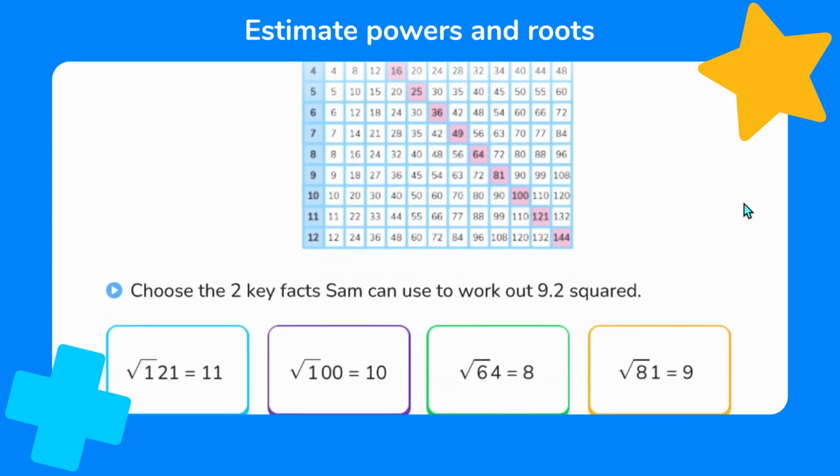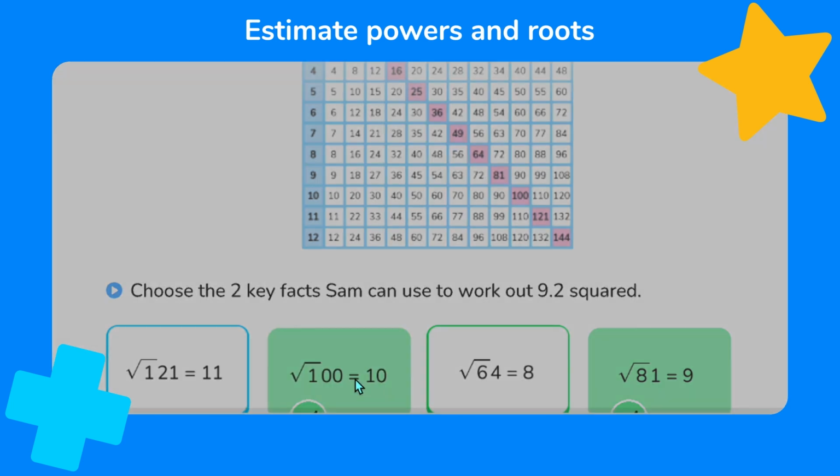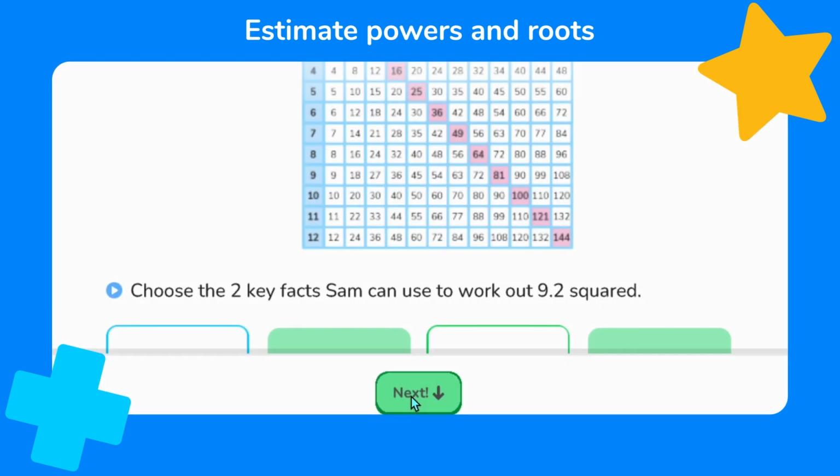And we know that 9.2 sits between 9 and 10. So it must be the square root of 81 is 9 and the square root of 100 is 10. Excellent.